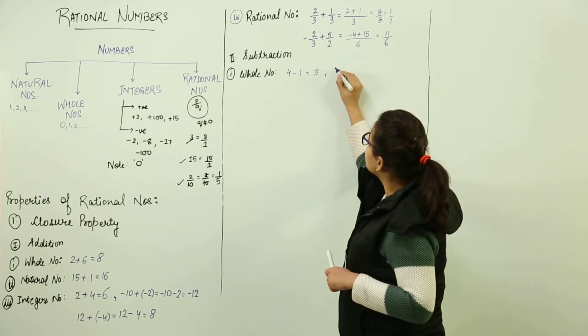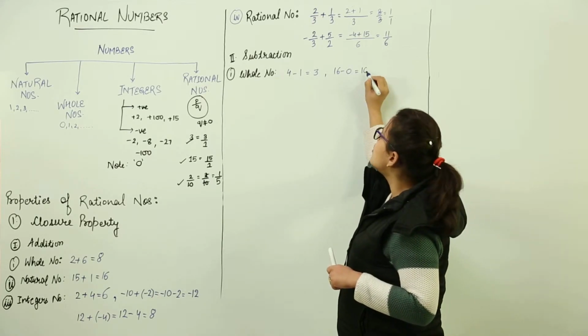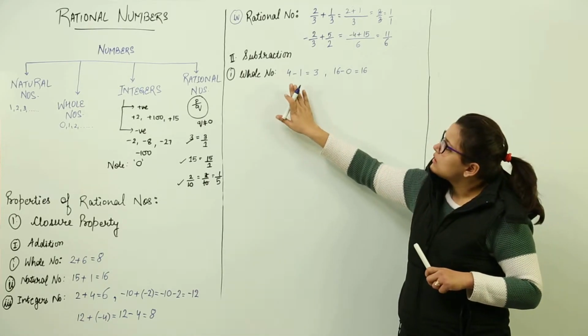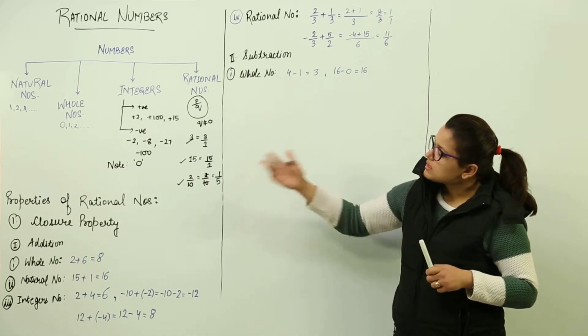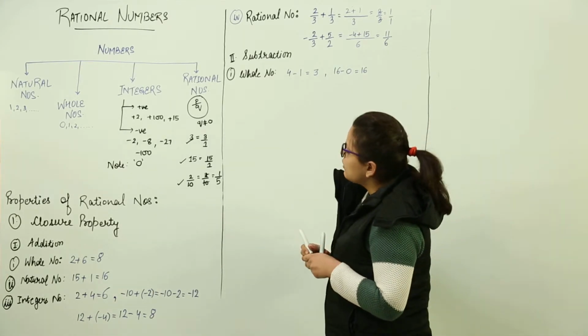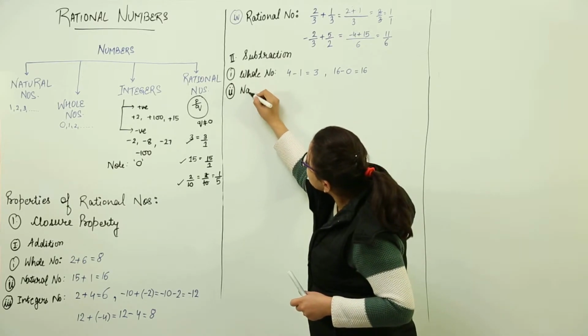Let us try another example. 16 minus 0. What does it give me? A whole number again. That means the subtraction property for whole numbers gives me the satisfaction for my closure property. Right? For the next type, after whole numbers we have natural numbers again.